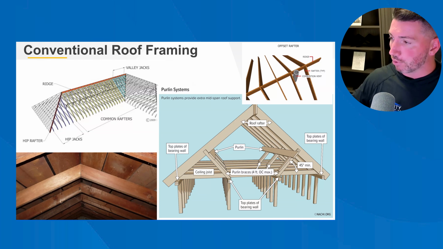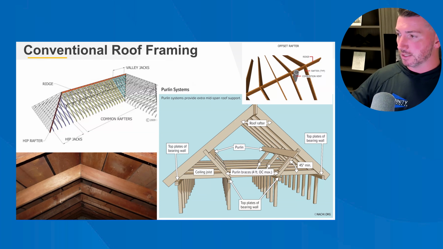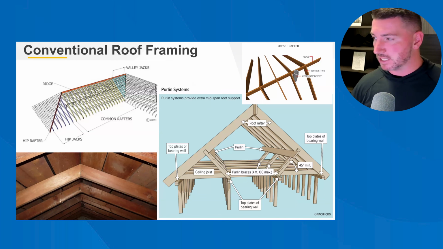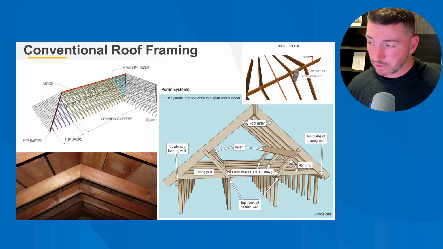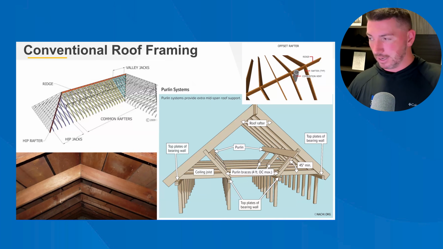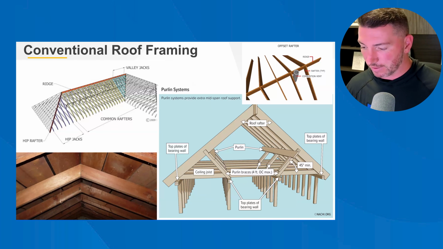Your normal purlin system provides an extra mid-span roof support. So you've got purlin braces, and sometimes you'll see knee walls in those areas in the attics. Again, that's your traditional framing. That's a rafter system.